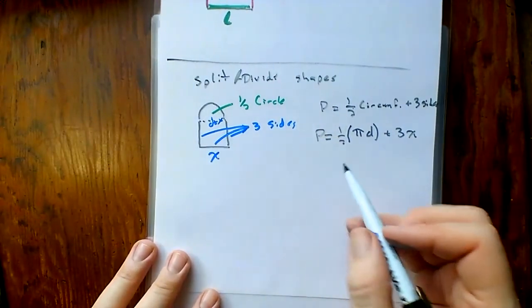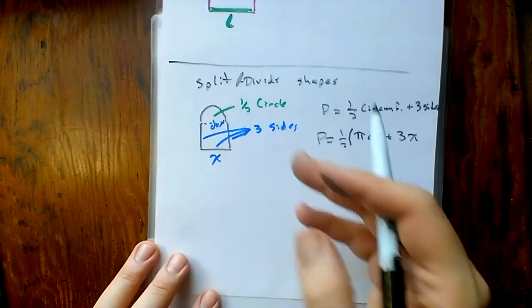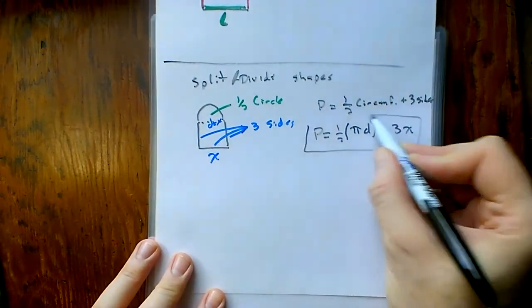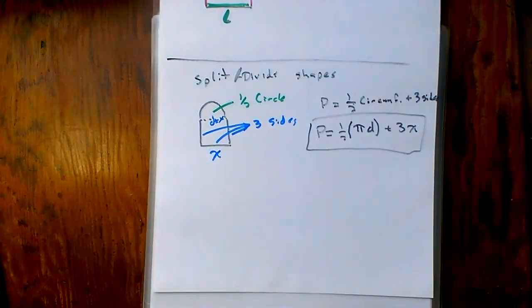So when you're doing this, you might find you need to divide up your shape and use pieces to come up with a formula to find your perimeter.